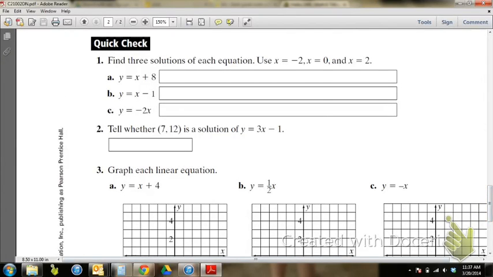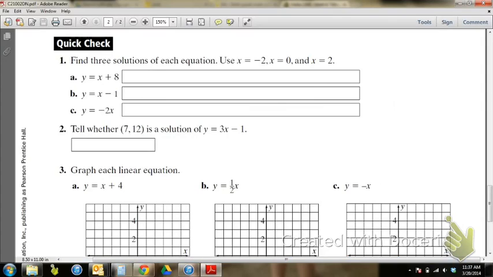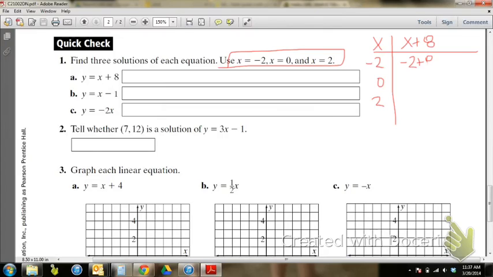So for quick check number 1, let's scroll this way a little bit. For quick check number 1, you're going to find 3 solutions. So you're just going to make a table like we did. X, and then you're going to do -2, 0, and 2. Okay? They tell you which numbers to use. And you're going to do this 3 times. So first I'm going to do it with x plus 8. So I'll do -2 plus 8, get an answer. I'll do 0 plus 8, get an answer, and 2 plus 8, and get an answer.